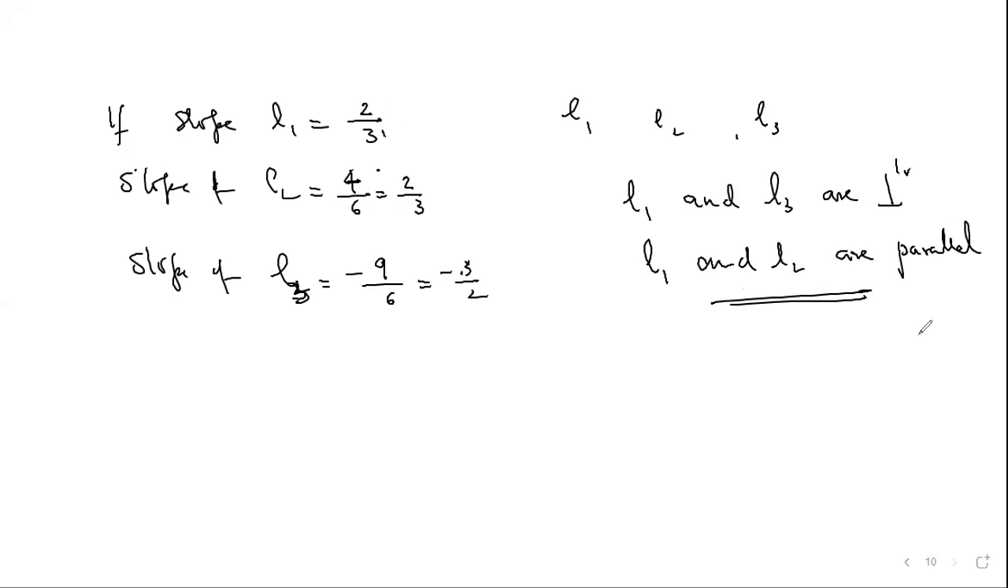You can make a note of this example. Same slope, parallel. Reciprocal and opposite sign, perpendicular. Did everyone understand? Okay. Now I'm going to teach you another formula. Are you ready?